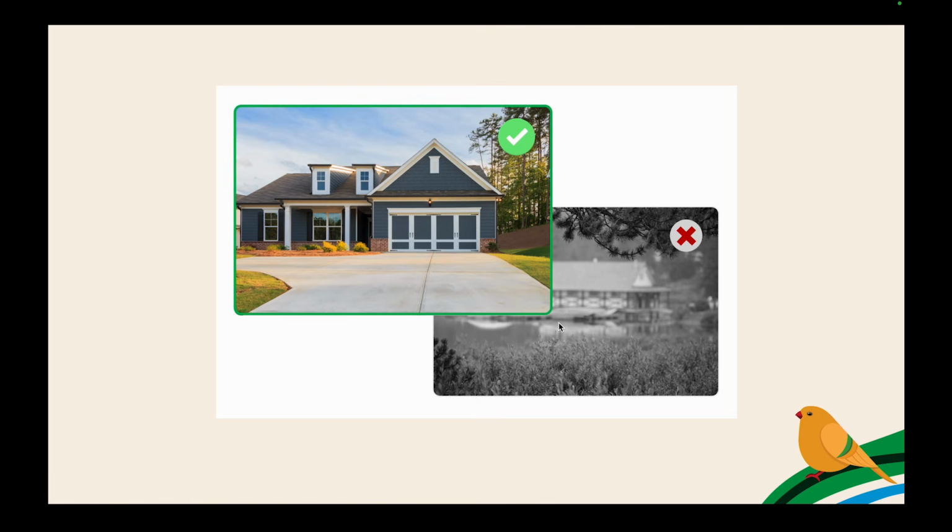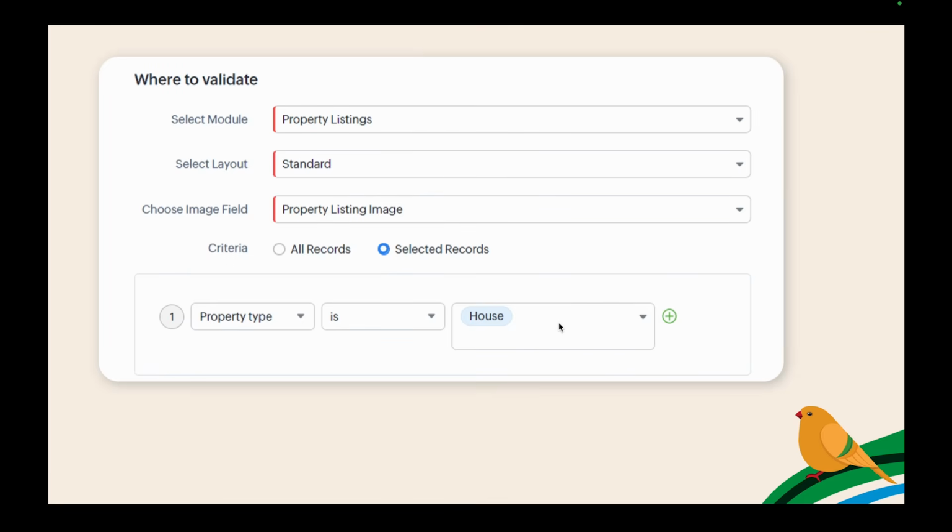Then I can set up an image validation rule. So I go into my image validation settings, I choose the module that I want, and then I choose the field, that is your image field, whichever that is. You can either use this rule for every single record in the module or just a few based on some criteria. Now, let's say I want to apply this rule only to houses. I select that as property type, and then you go ahead and upload at least 5 images.